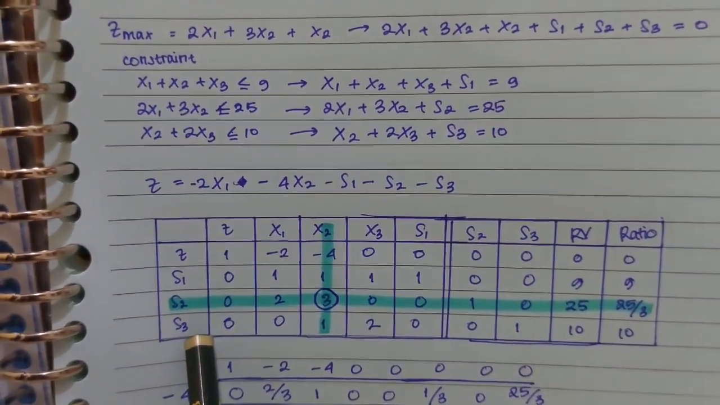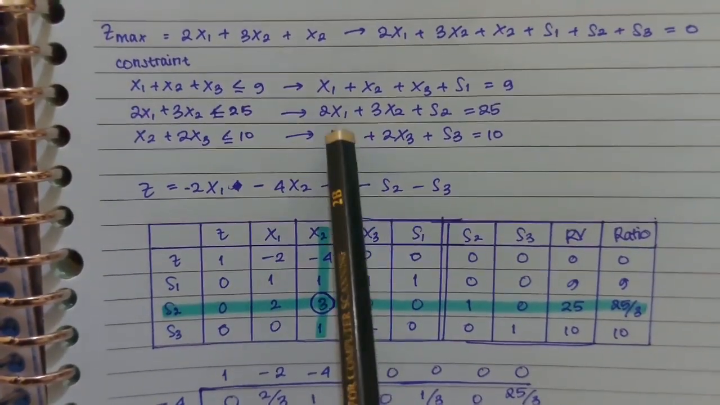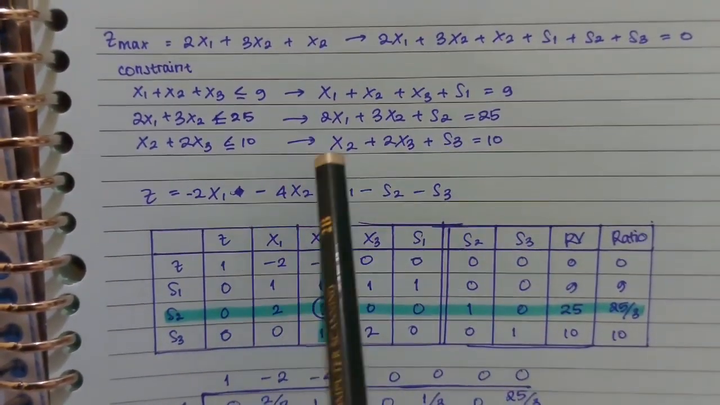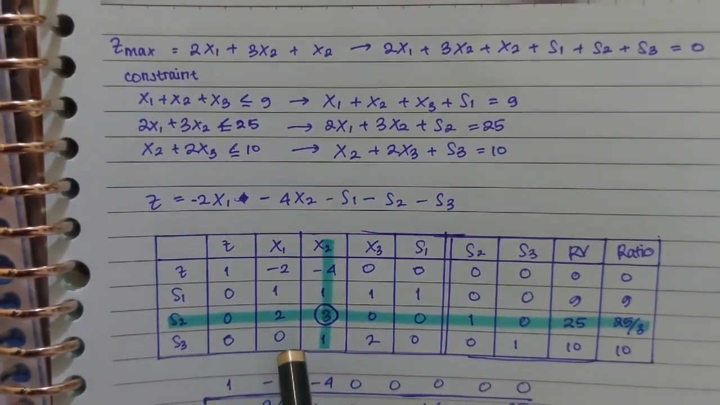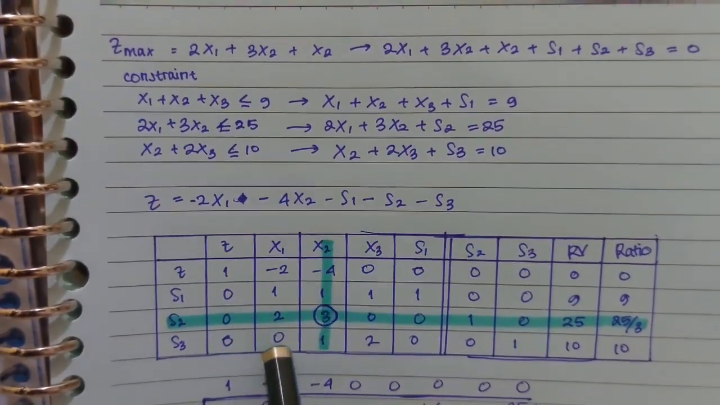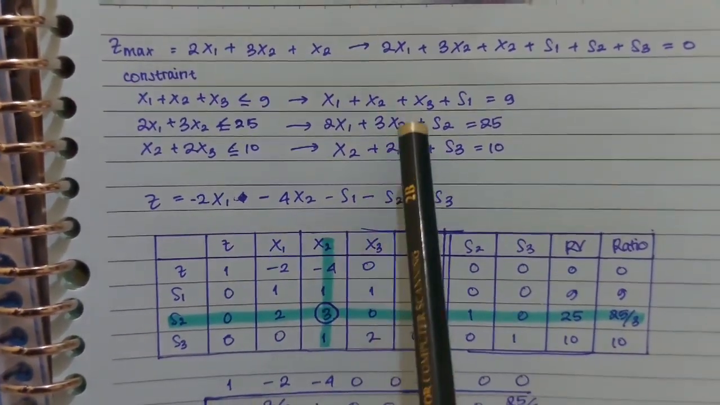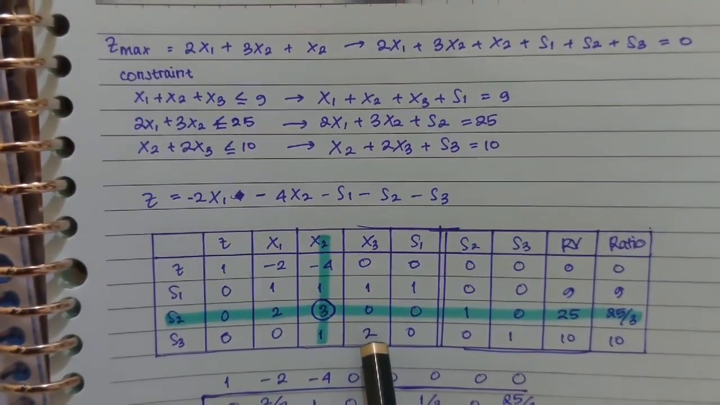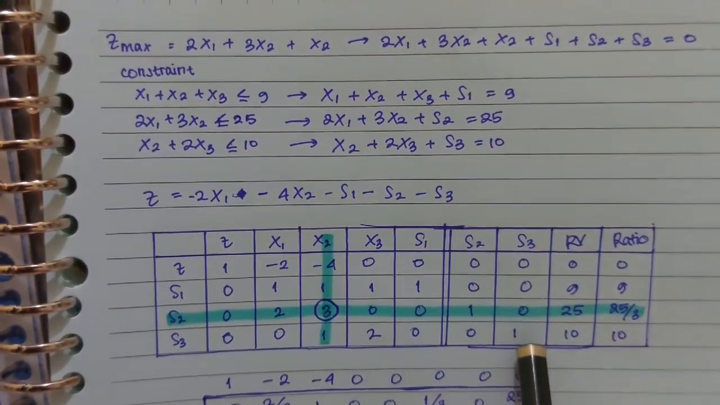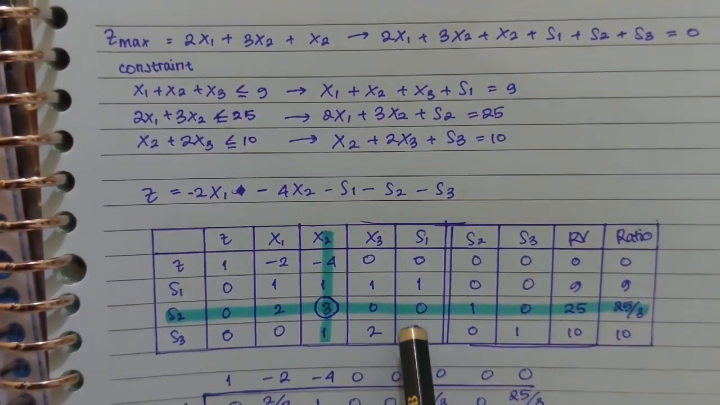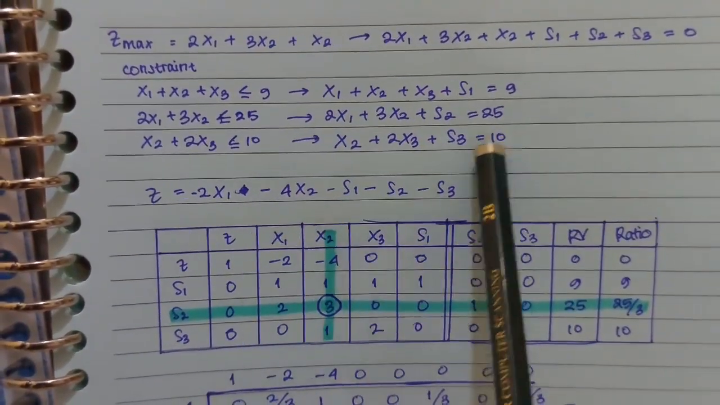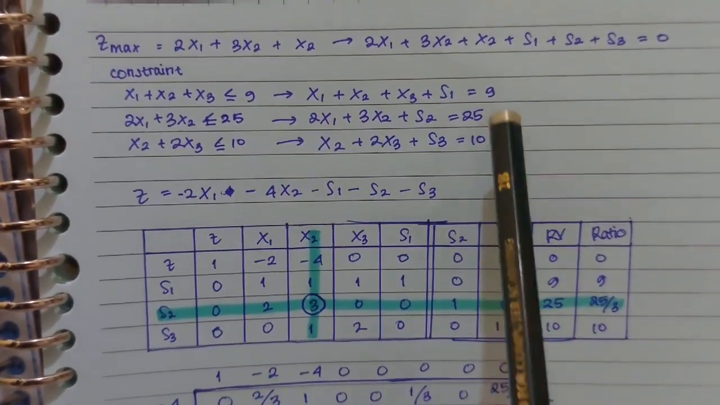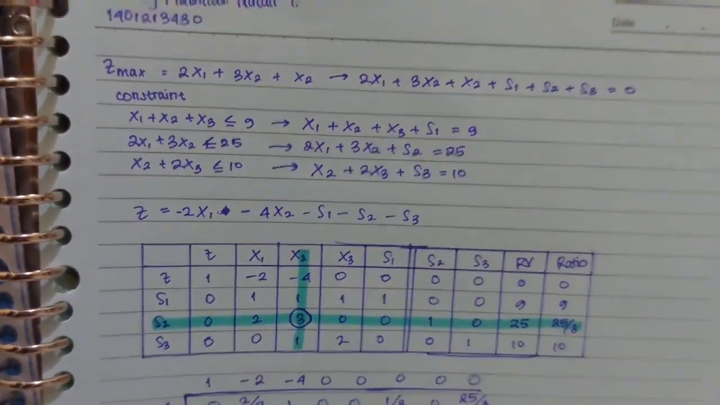The last one is s3. S3 is from here, so there is no z value as well. And x1 is nothing here, so we put 0. And x2 is 1, x3 is 2, and s3 is 1. And s1 and s2 are 0 because there is no s1 and s2 here. And the right value is 10 as well.